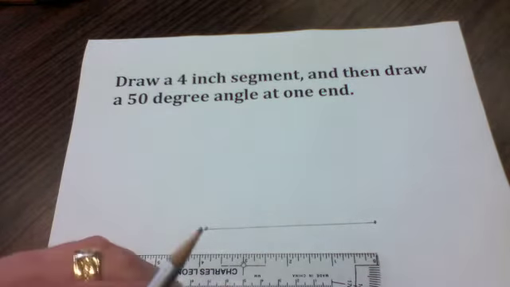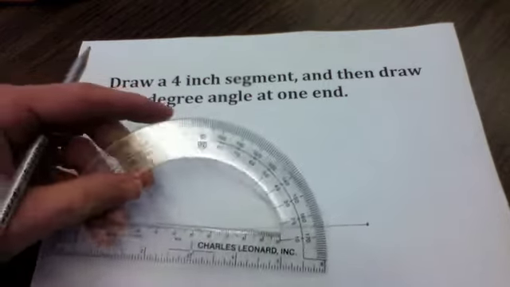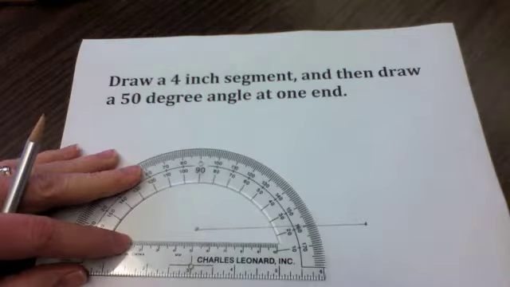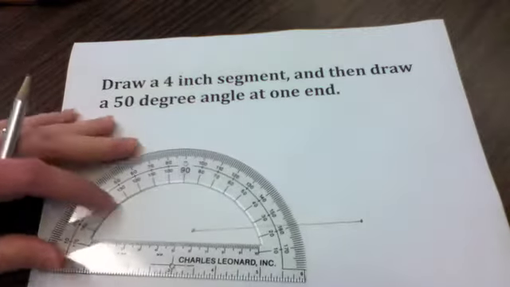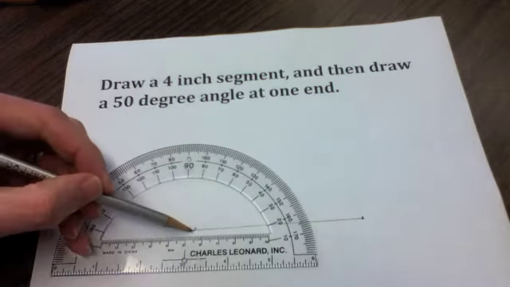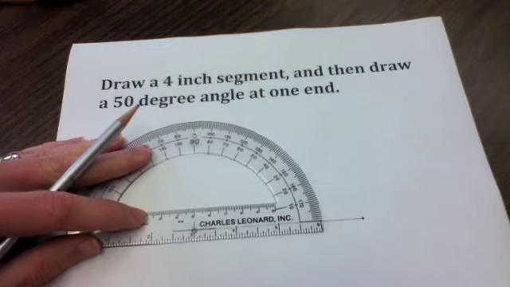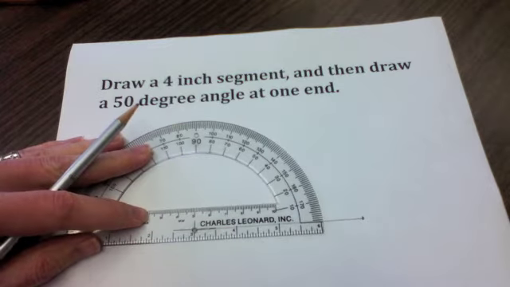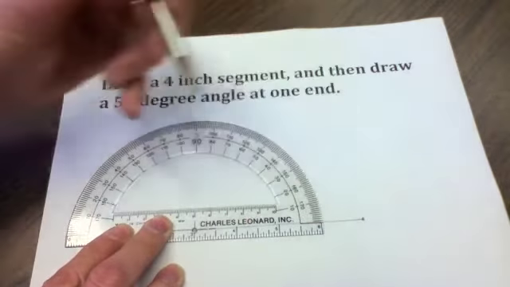Okay, so I want a 50-degree angle at one end. We're going to have the 50-degree angle over here on the left. So I need to line up my protractor. Remember, there's the hole in the protractor, and I want that hole to line up with that point. And there should be a nice line, so I can also line it up with the line segment I have. There we go. I've got it lined up. You can even see a nice straight line out there.